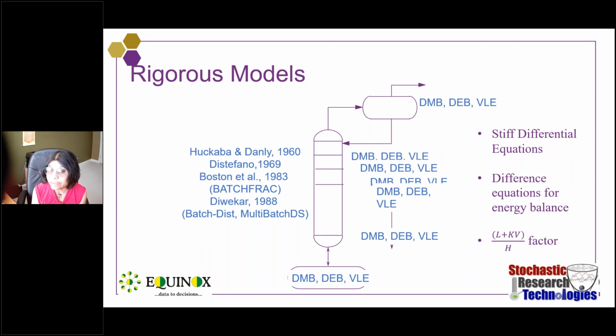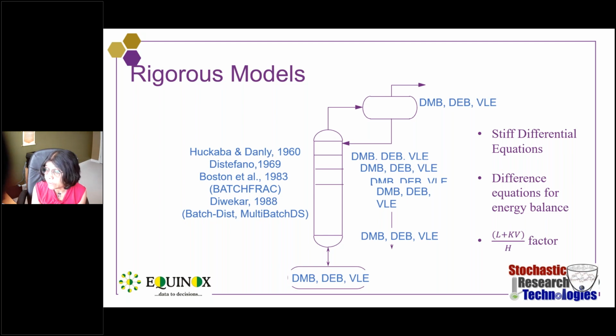Okay, so the time constants are so varying that it becomes a stiff differential equation system. It's a difficult equation system to integrate. And he also gave this thing saying, what is the stiffness factor? It depends on K, which is the equilibrium constant, V is the vapor rate, L is the liquid rate, and H is the holdup: (L + KV)/H. If it is very large, you have a stiff differential equation system, and that's generally the case in batch distillation.